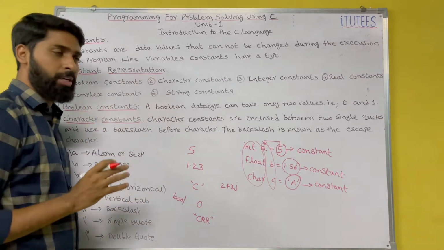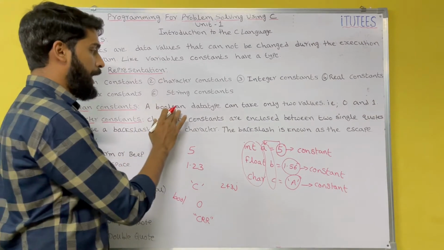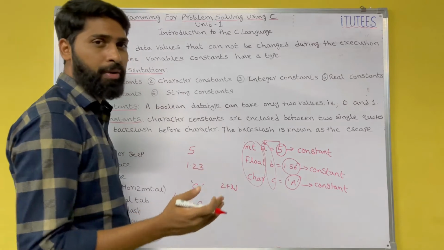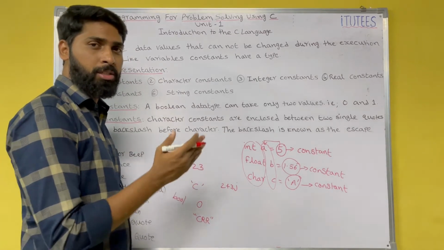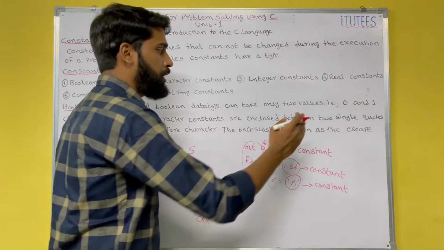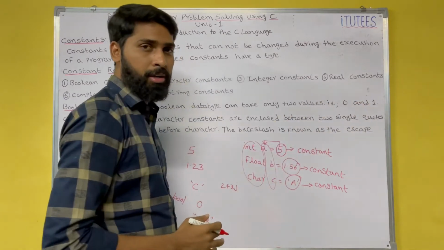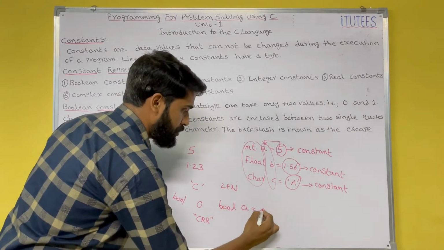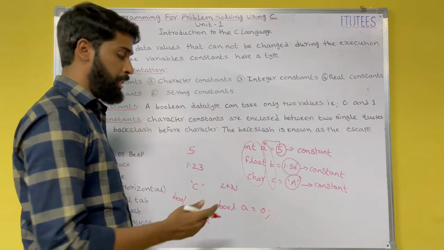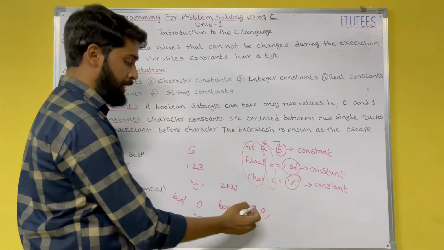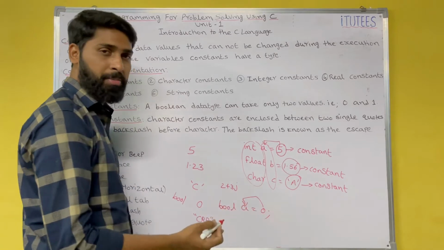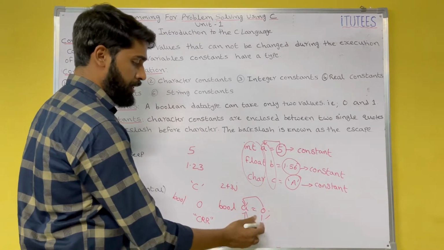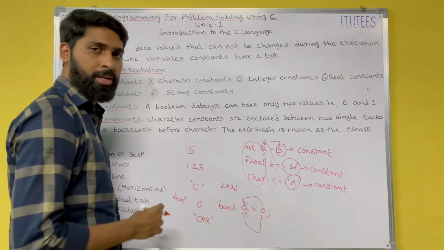Now first we see Boolean constant. A Boolean data type can take only two values. What are the two values? Boolean is nothing but true or false, those are 0 and 1. For example, I declare like this, bool a equals 0. What it means? The a is a bool type and the value is false. 0 means false. If I assign 1, true is assigned to the variable a.